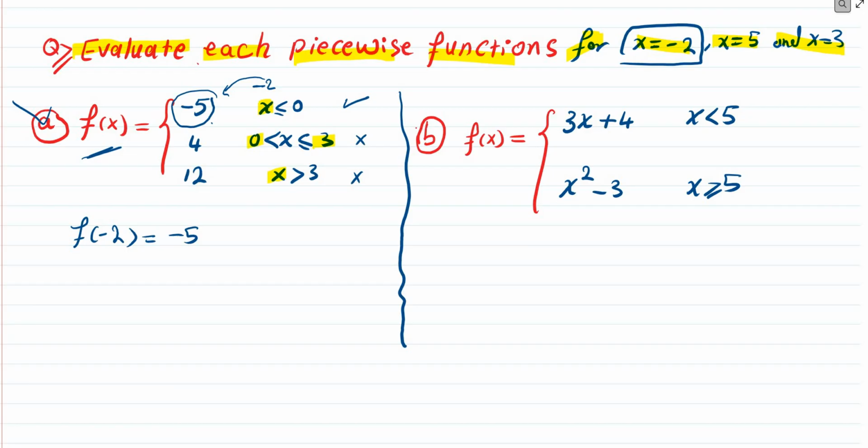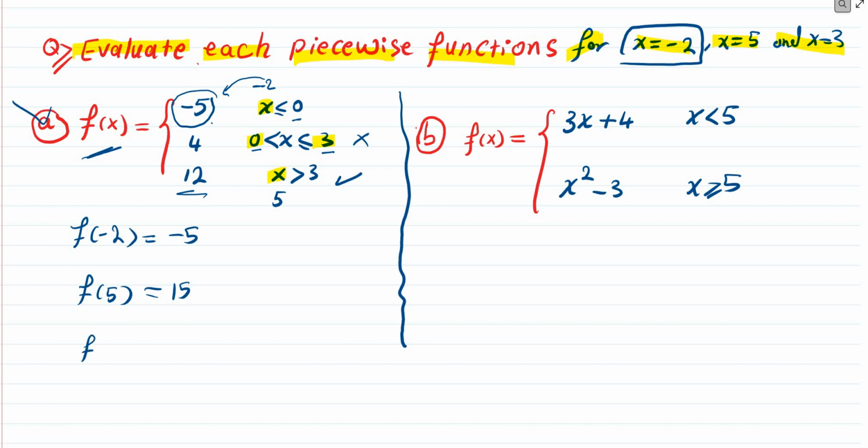Understand? If we want to find f of 5, from which of these conditions can we substitute 5? Note that 5 is greater than 3, right? You cannot substitute 5 here because 5 is not between 0 and 3, and 5 is not less than 0. So the best condition satisfying 5 is the third one. When you evaluate, f of 5 equals 12.